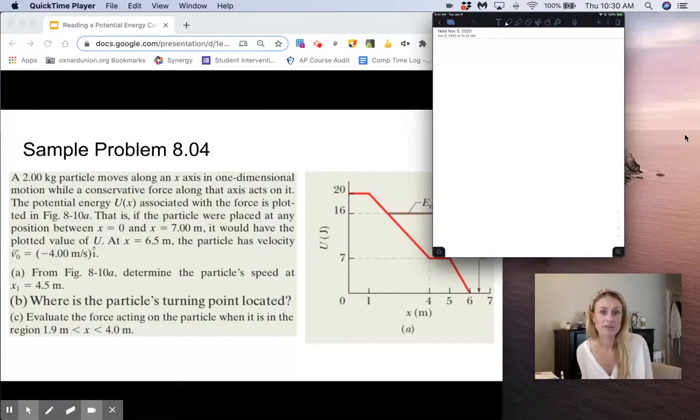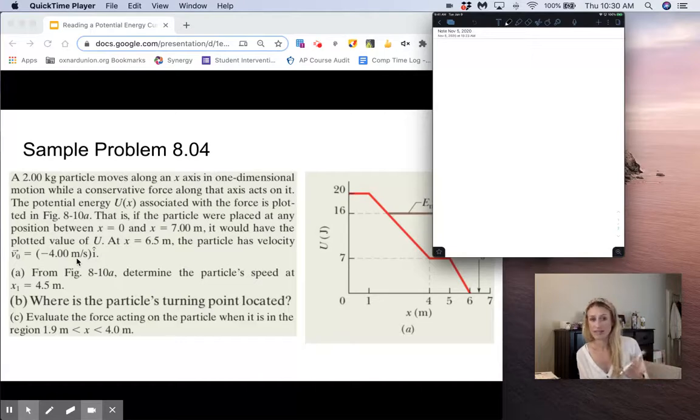At x equals 6.5 meters, the particle has a velocity of -4 meters per second i hat. A, from the figure, determine the particle's speed at x1 equals 4.5 meters, and then B, where is the particle's turning point located, and C, evaluate the force acting on the particle when it is in the region 1.9 meters to 4 meters. So with that information that it tells us at the very end here, it says at x equals 6.5 meters, the particle has a velocity of -4 meters per second i hat.